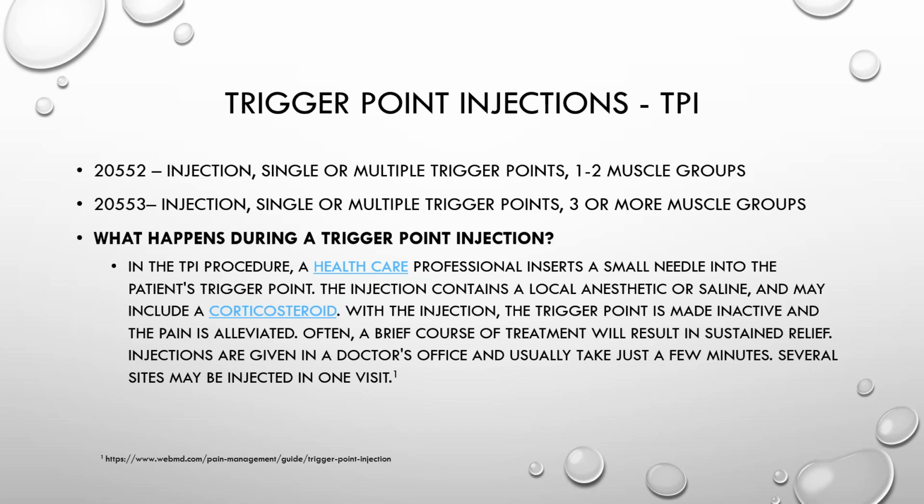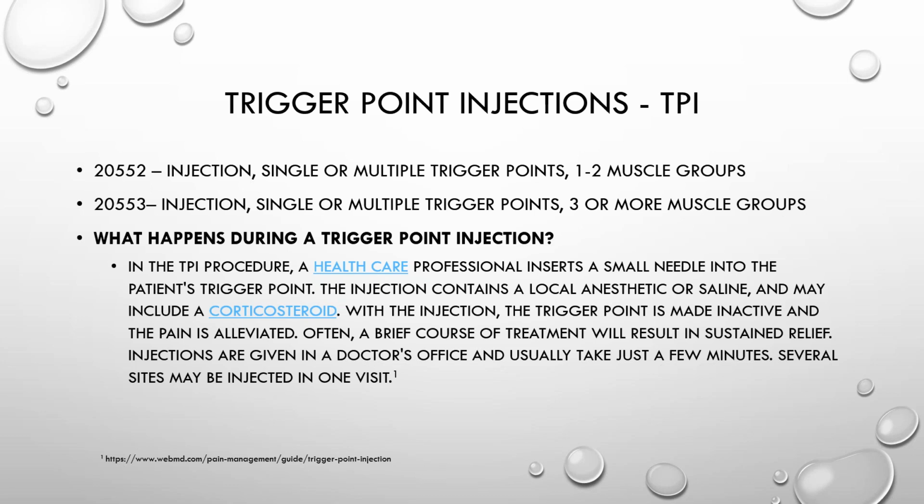And the two codes for the trigger point injections are 20552 and 20553. And you'll notice the difference is in the number of muscle groups that are being injected. So 20552 is an injection for single or multiple trigger points, 1 to 2 muscle groups, or 20553, which is the injection of single or multiple trigger points into 3 or more muscle groups. So let's talk about what a trigger point injection actually is and what happens.